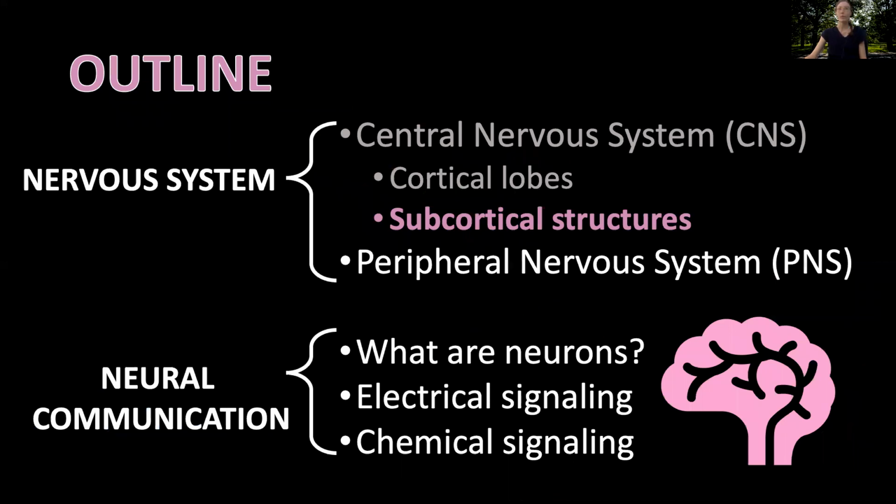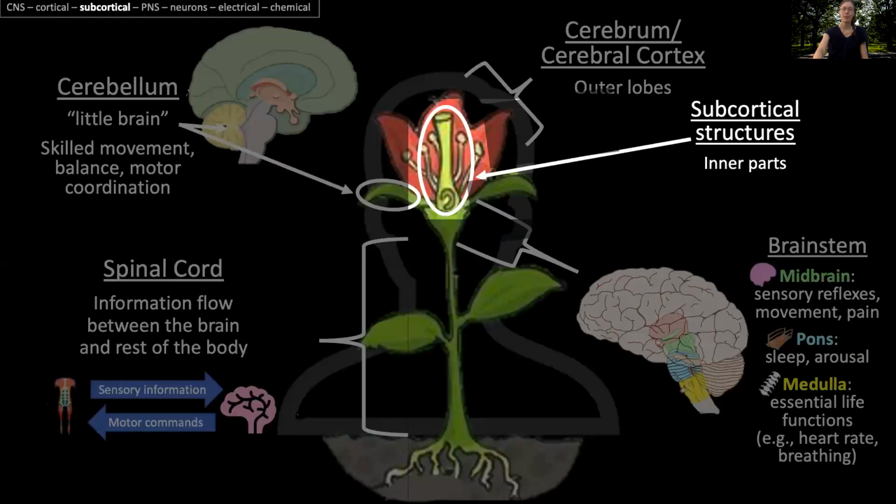All right, so we've just covered the central nervous system and the cortical lobes. So now we're going to move on to the subcortical structures of the CNS. And we're going to return back to our analogy of the flower, which we've been talking about this whole time. And we're going to look now to the inner parts of the flower, the stigma, the style, all of those individual little parts that have their own sizes, their own functions, their own shapes.